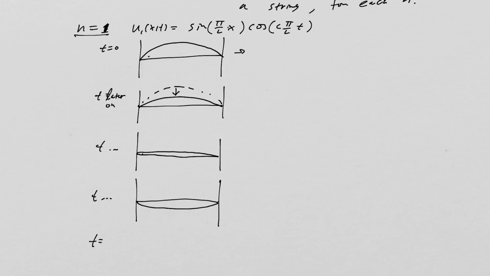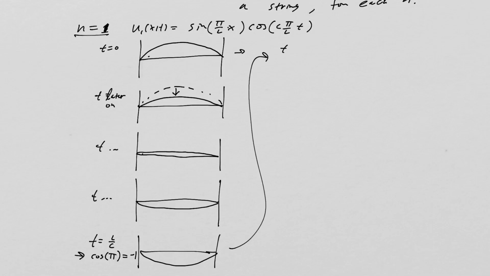And finally, what value do we get to? If we get to the condition t equals L over c, our cosine function, with argument equal to pi, becomes equal to -1. The wave goes all the way down below like this. Okay, and then we go to t greater than L over c.